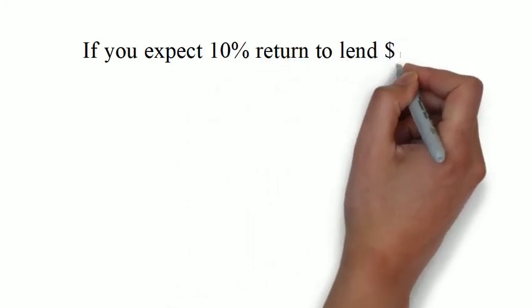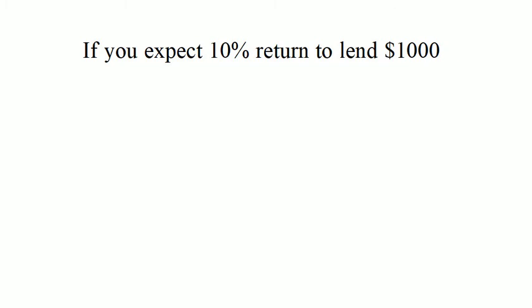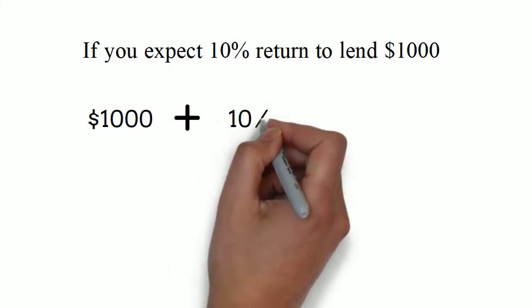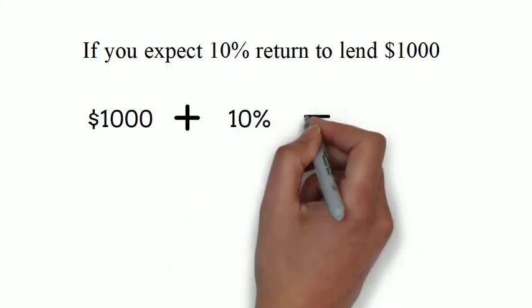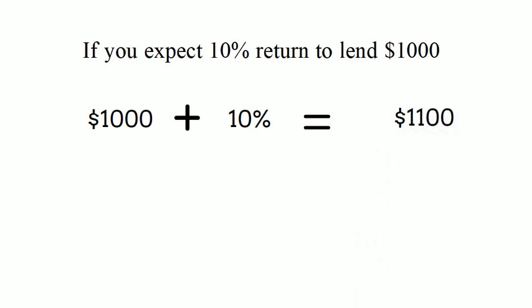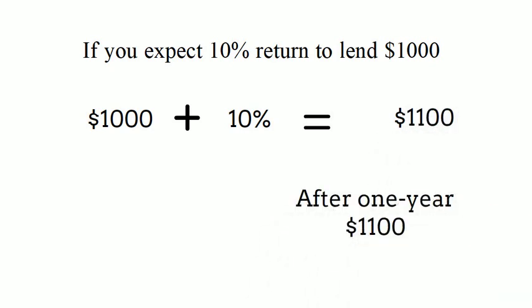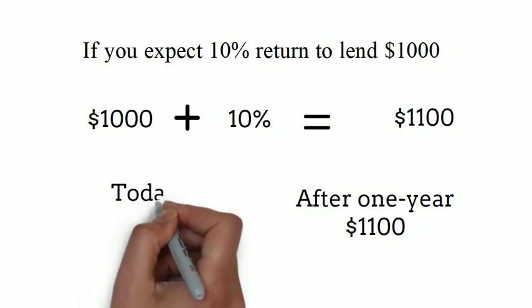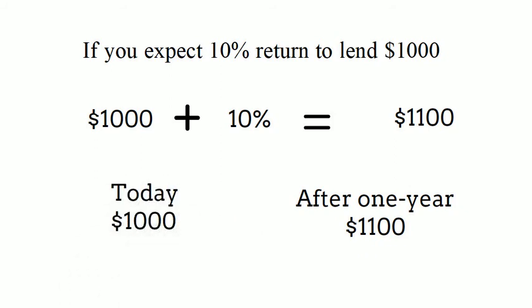So if you prefer a 10% return, I need to pay back $1,100 to you. That is the initial capital of $1,000 and the return of $100. Therefore, for you, the $1,100 after 1 year has equal value to today's $1,000.